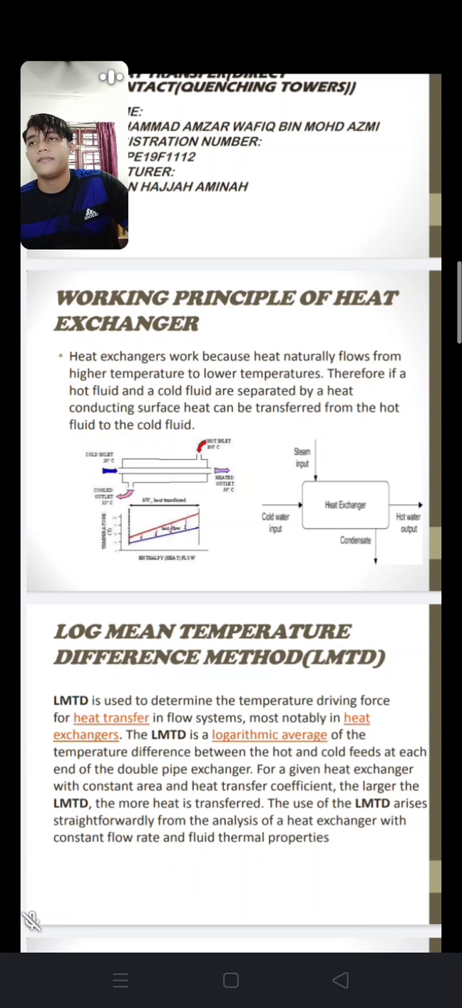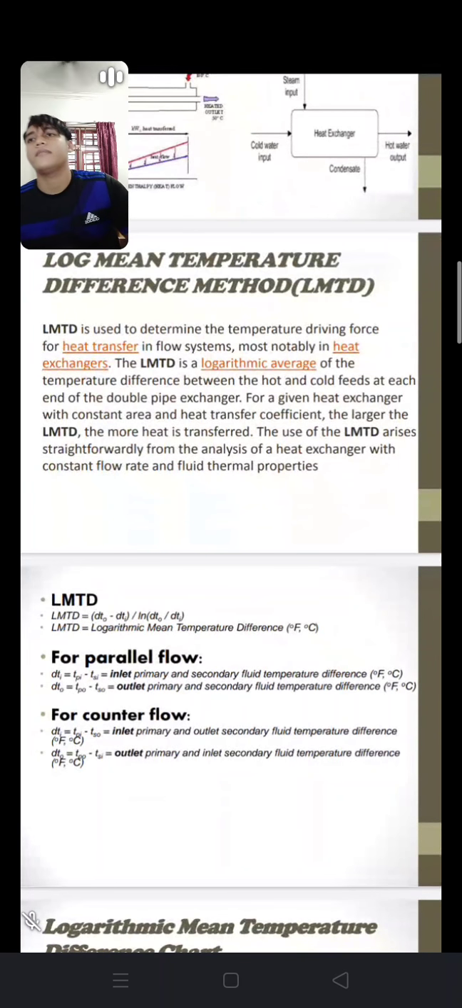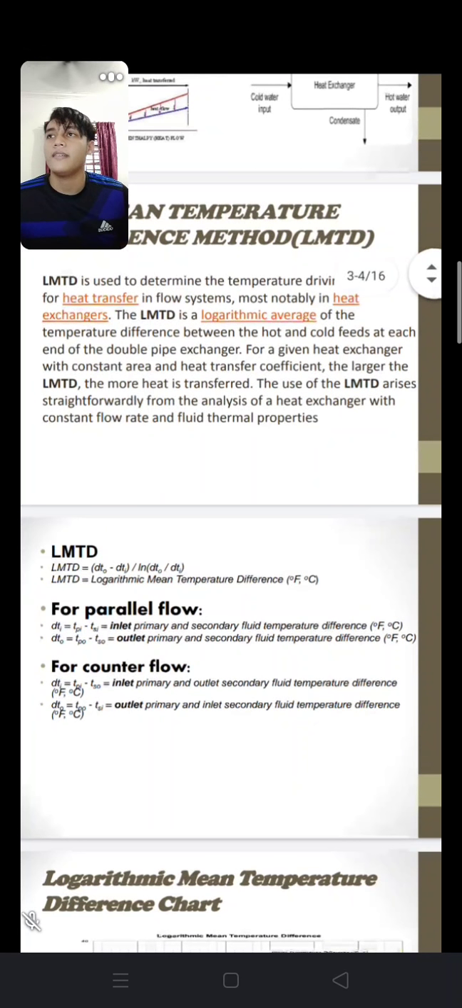Seterusnya saya akan menunjukkan tentang working LMTD ataupun formula yang ada dalam LMTD. LMTD sama dengan (DTO tolak DTI) per ln (DTO per DTI). Sebenarnya LMTD sama dengan logarithmic mean temperature difference dalam darjah F dan darjah C, iaitu darjah Celsius.